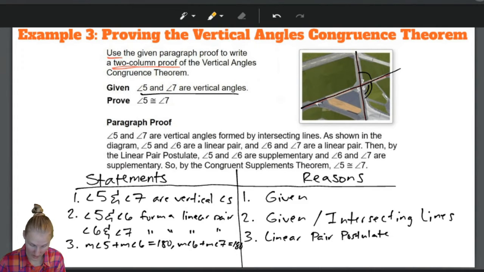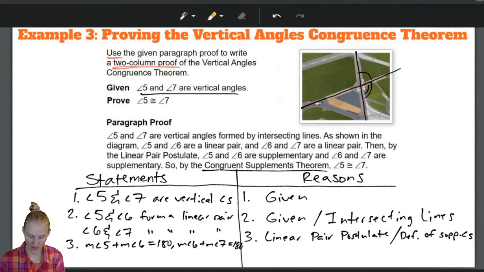Woo! We are getting cramped in here. And that is the linear pair postulate and the definition of being supplementary. We kind of combined two steps in one. Definition of supplementary angles. Okay. Next, the congruent supplements theorem tells us that angle 5 is congruent to angle 7.